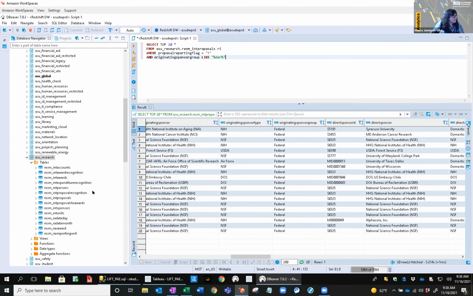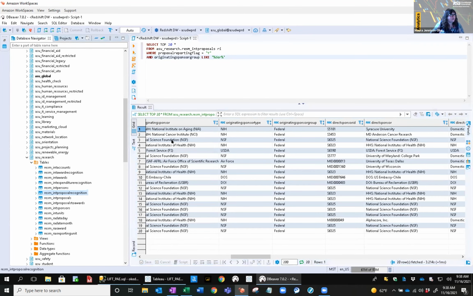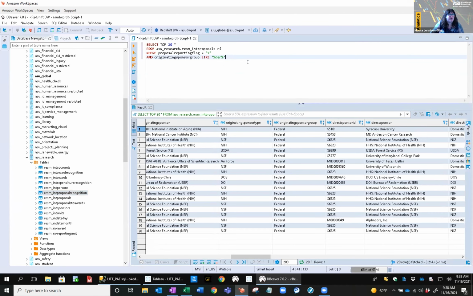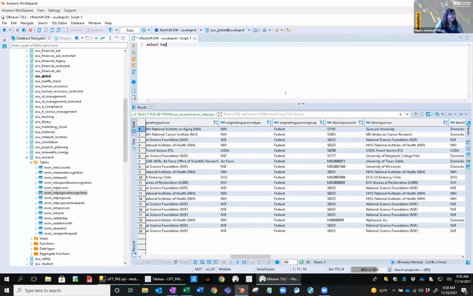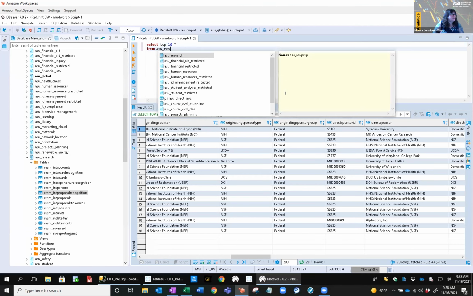Okay, so let's move on to proposal recognition, because the recognition tables are probably going to be more useful. So I'm going to go ahead and select, I'm just going to do top 10, all from ASU research.